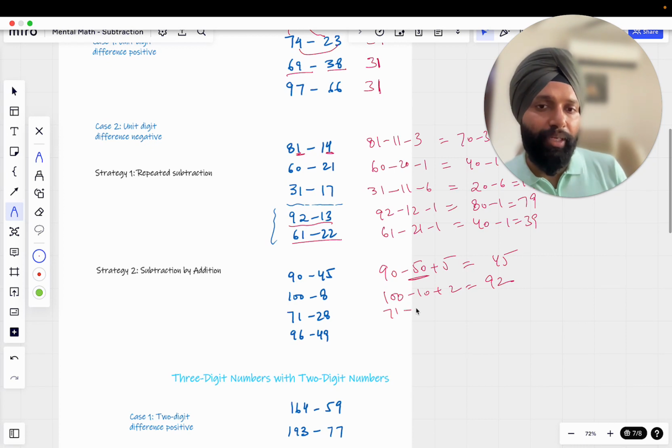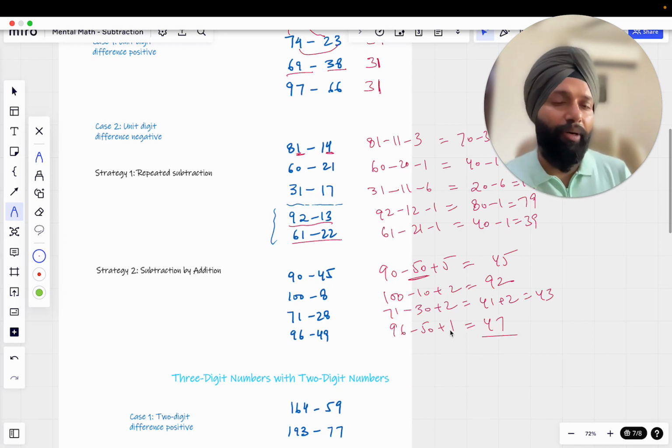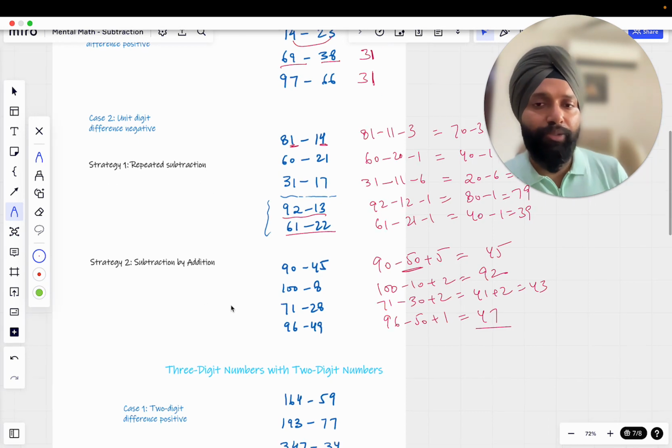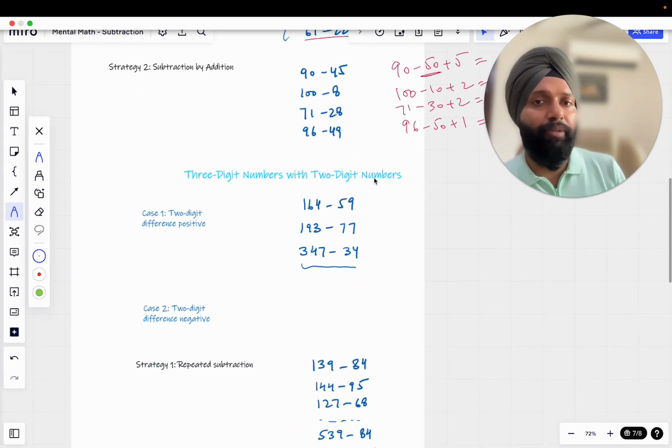71 minus 28 is 41 plus 2, which is 43. 96 minus 49 is, so 46 plus 1, 47. Okay, so we'll be using these two strategies throughout. So let's now look at a 3-digit number with a 2-digit number.